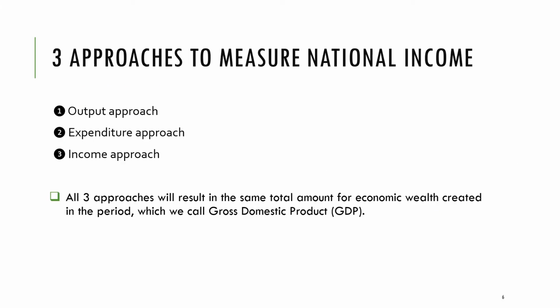Based on the two-sector circular flow model, total income is equal to expenditure and is equal to value of final products. Therefore, there are three approaches for calculating national income. These methods include output, expenditure, and income approaches. All of the three approaches should result in the same total amount for economic wealth created in a period, which we call as gross domestic product, or GDP.